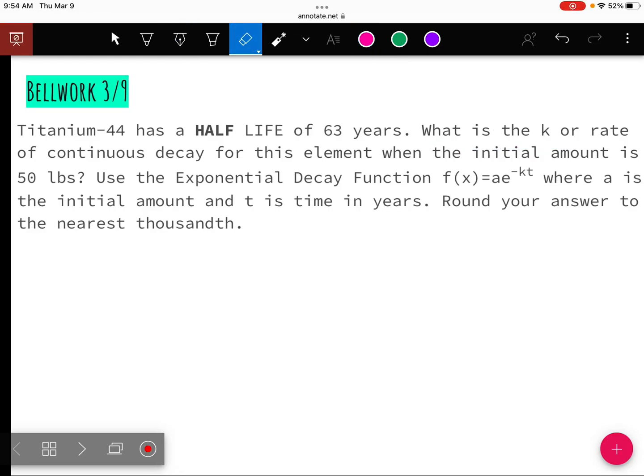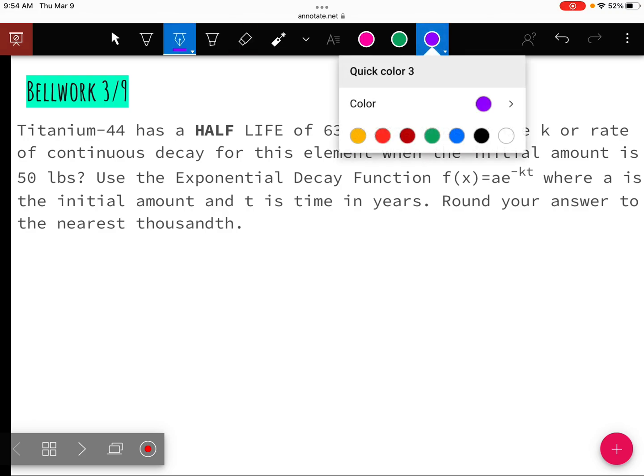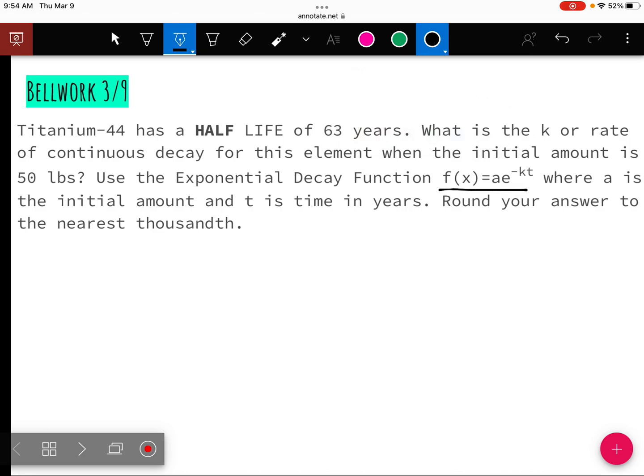All right, so the question is, what is the k? They give us the formula here, so we're going to fill in the pieces that we have. We're starting with 50 pounds. Which variable is that? A. So we know it's going to start with 50 pounds. e is a number. k is what we're trying to find. What is t? Are you getting 34.5?